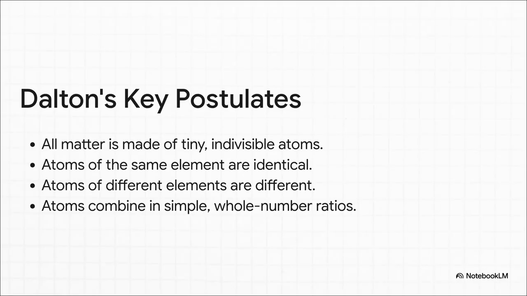Dalton's theory was so elegant and simple. He basically said, okay, all matter is made of these tiny, indivisible particles we'll call atoms. Atoms of one element, say gold, are all identical, and they're different from the atoms of other elements, like silver. And here's the kicker. He said atoms combine in simple, whole number ratios to form compounds. This idea single-handedly explained those two laws and laid the foundation for modern chemistry.